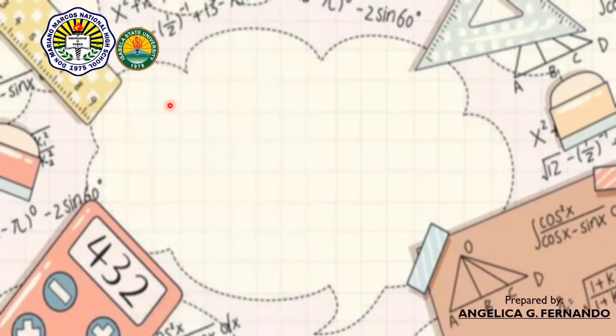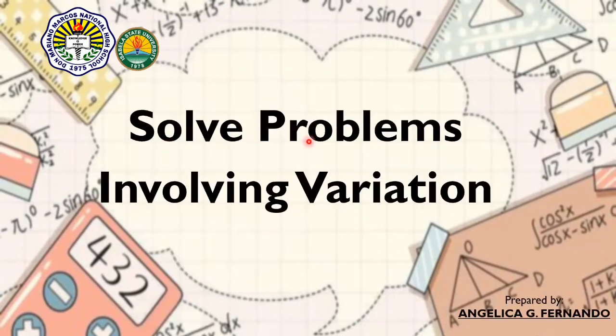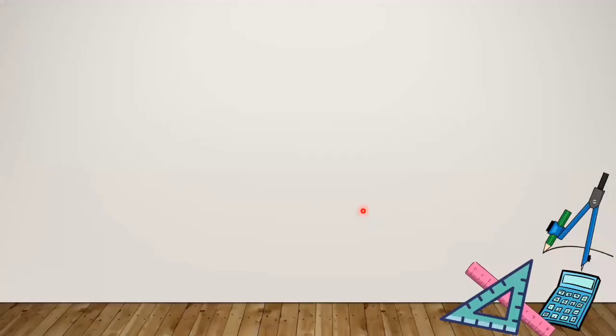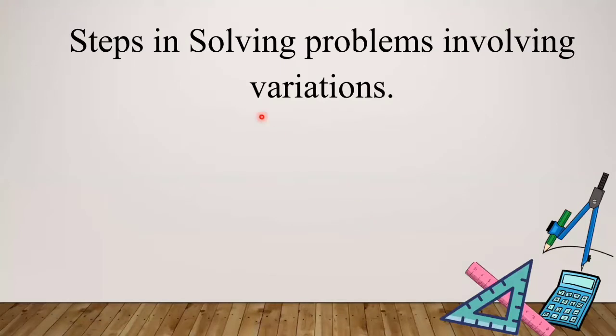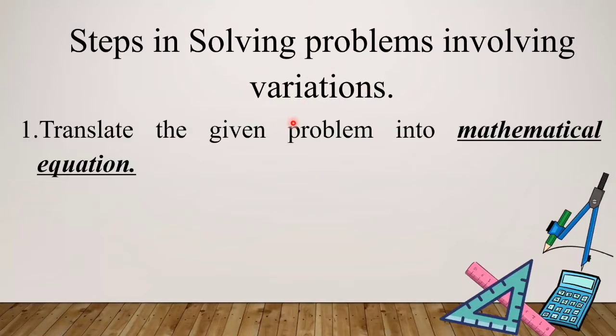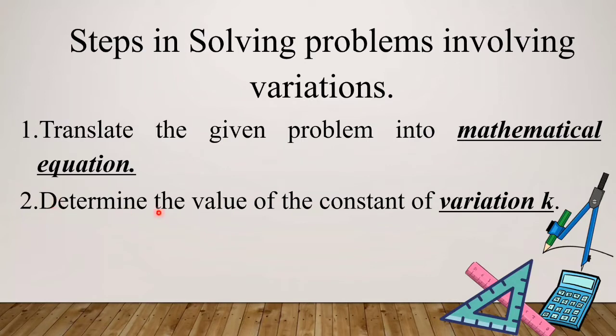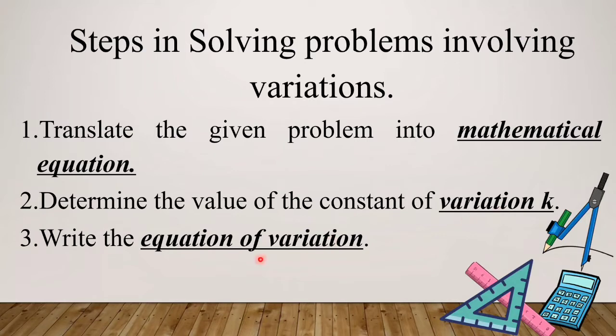So our topic for today is all about solving problems involving variation. Here are the recommended steps in solving problems involving variations. First, translate the given problem into a mathematical equation. Second, determine the value of the constant of variation k. Third, write the equation of variation. And last, solve for the unknown.